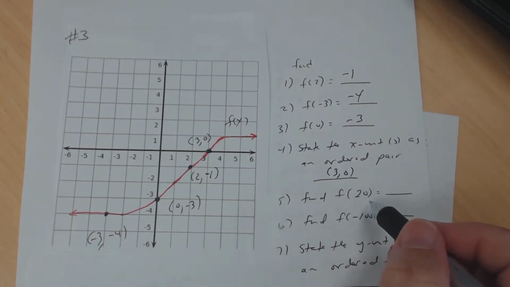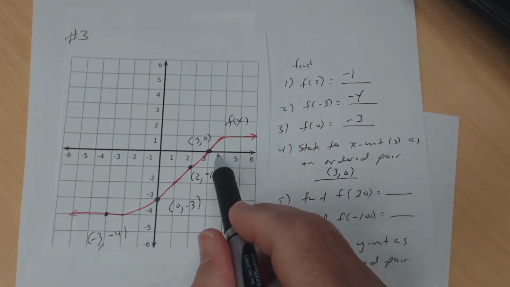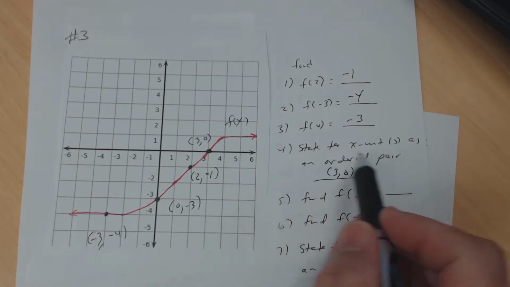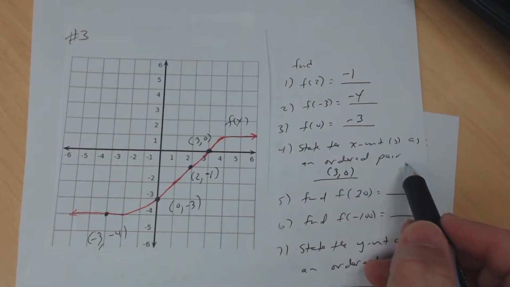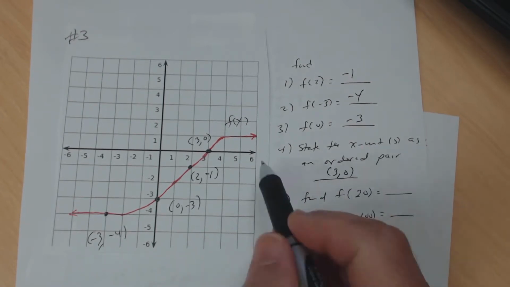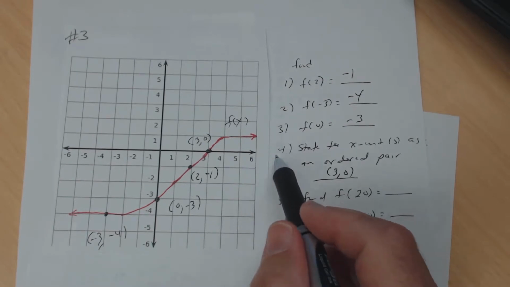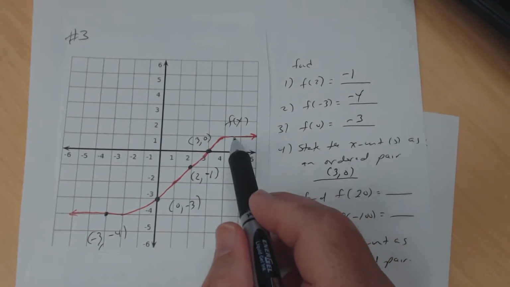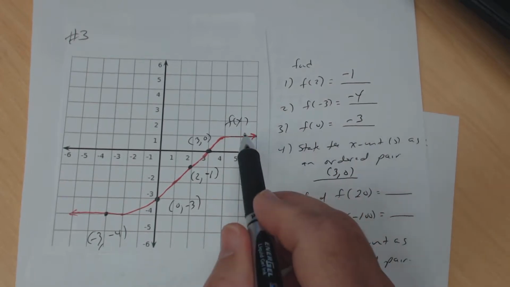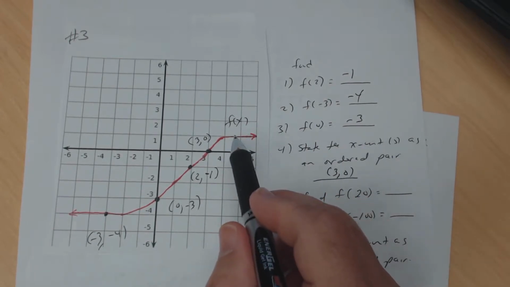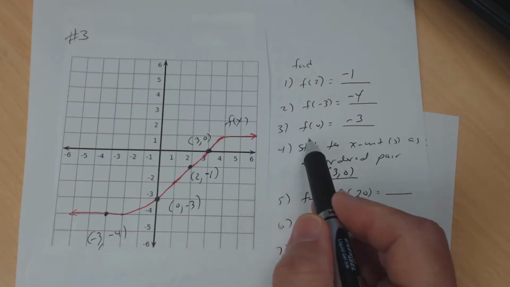Find f of 20. Well, f of 20 is going to be way out here. See, that's 6, 7, 8, 9, 10. That's way out there. And you might say, well, it only stops at 6. No, it doesn't. Remember, this is an arrow, it keeps on going. Look at this arrow. So that's more of a horizontal ray. See that horizontal ray? So what do you notice about all these y values on that horizontal ray?